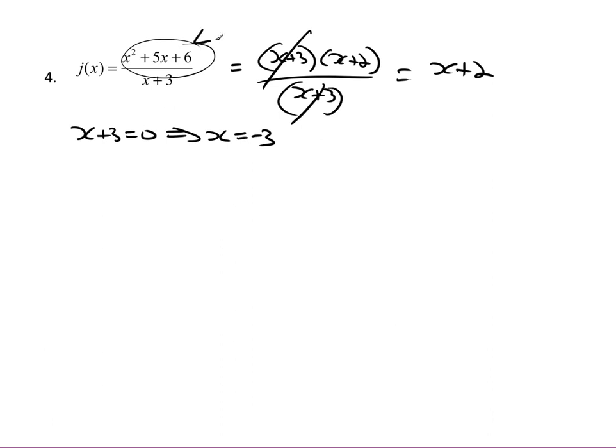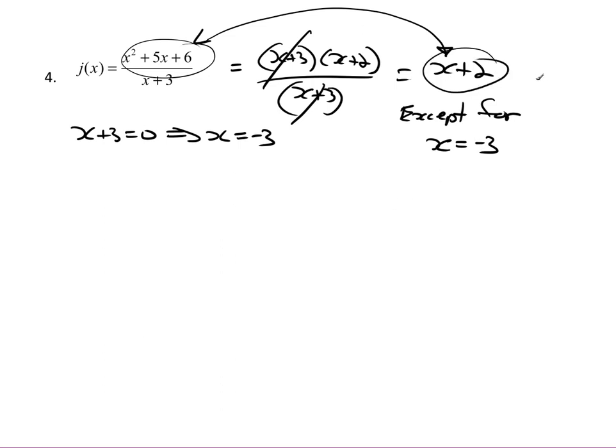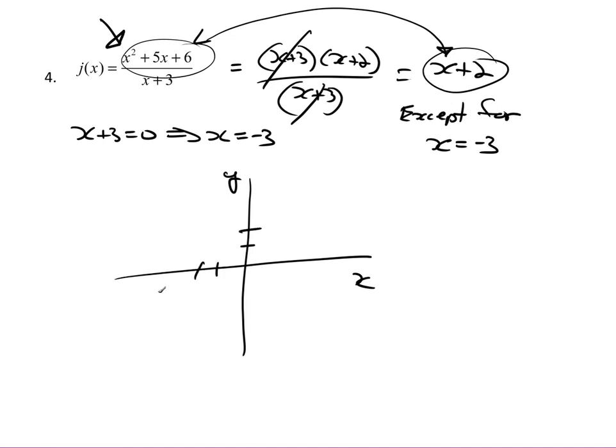So this function is equivalent to this function everywhere except for x equals negative 3. Because when x equals negative 3, this function will be equal to negative 1. This function will be undefined. That means in terms of graphing it, I can graph this just like this function. x, y, x plus 2, see 1, 2, 1, 2. It's going to look like this. But the problem is when x equals negative 3. So at negative 3, rather than it being smooth like this, I actually have a hole right here.